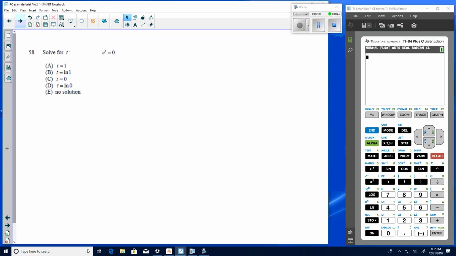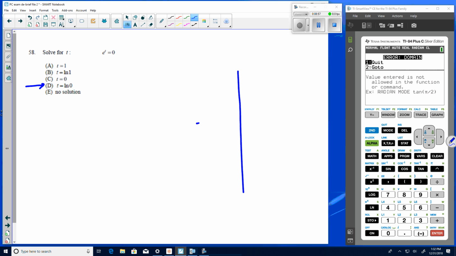Number 58, solve for t. Now, I had a lot of people on this exam say the answer was the natural log of 0, and that's not a number. If we actually try to say, Mr. Calculator, what is the natural log of 0? It says it's not in the domain. Remember, the log function graphs like this, and the domain is all the x's bigger than 0. So the log of 0 is meaningless. That has no answer there.